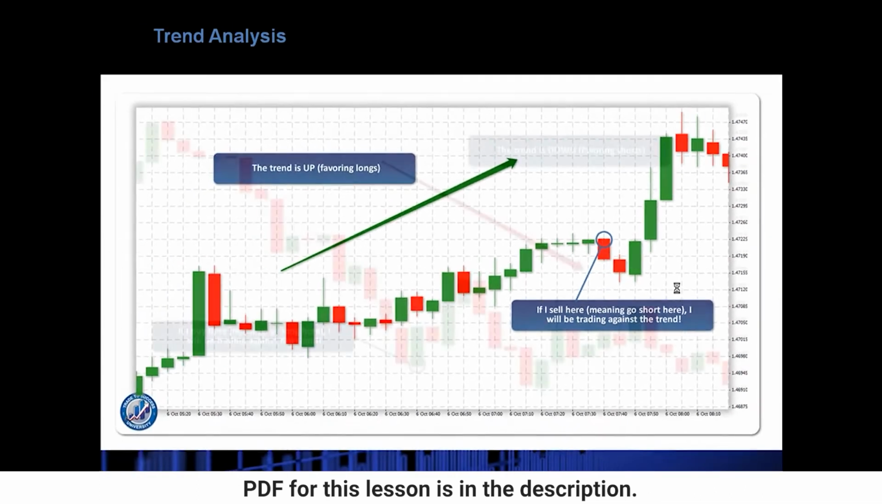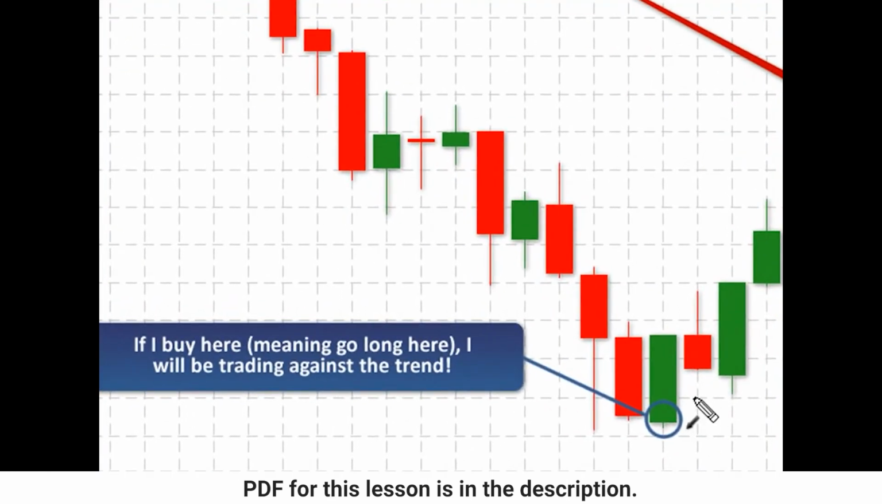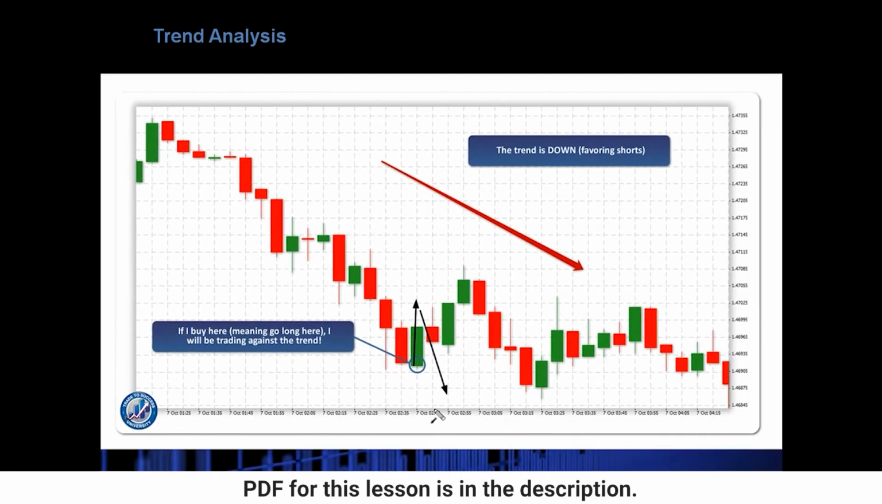Here we have the trend down, which is favoring shorts. So if at the point indicated we want to go long, we're going to be trading against the trend. Trend is down, and we want to be going long. Therefore, we're going in the opposite direction to the trend. We are trading against the trend.